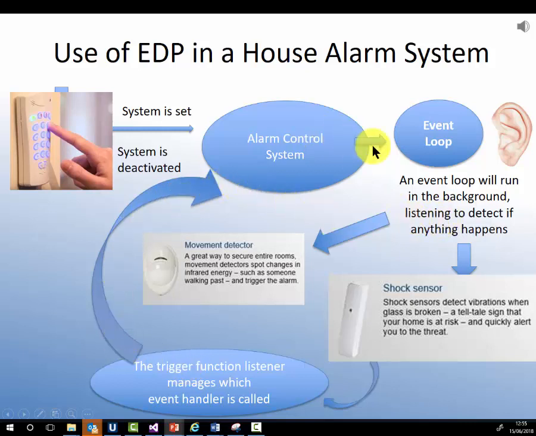The other option is it may be listening for a movement detector. So if someone's walking around the house in the middle of the night when they shouldn't be, it will set off an alarm then. And again, the appropriate trigger function would be fired and the loop would continue. So the event loop's listening. Depending on what happens, the appropriate trigger's fired and it goes round. And eventually I'm going to deactivate the system, in which case it's going to stop listening.